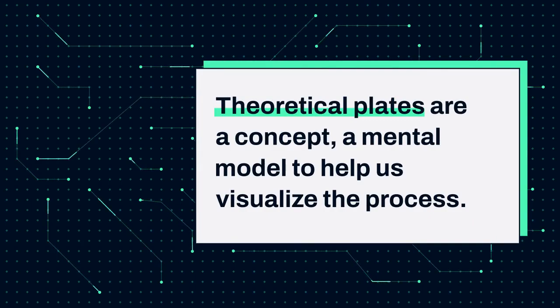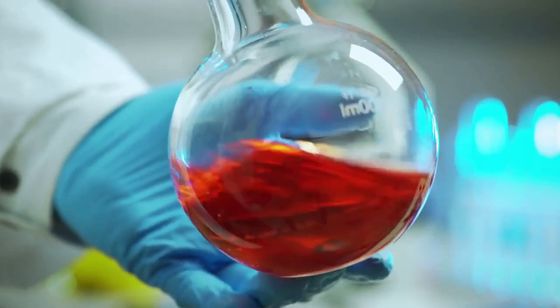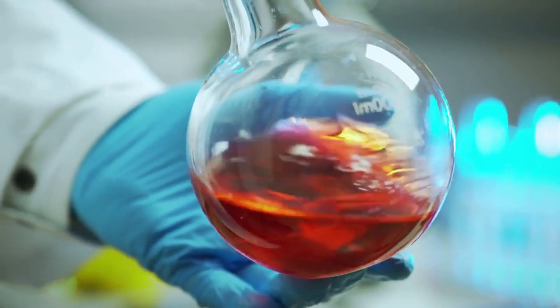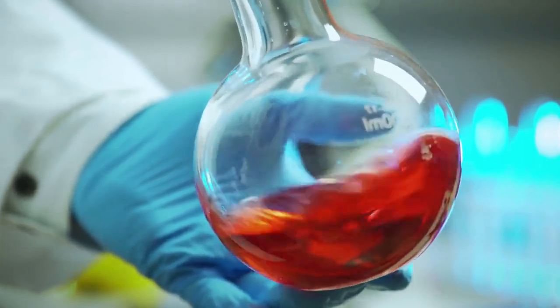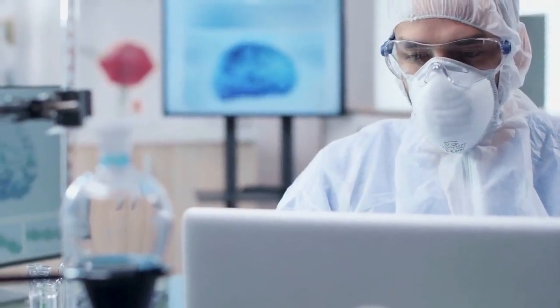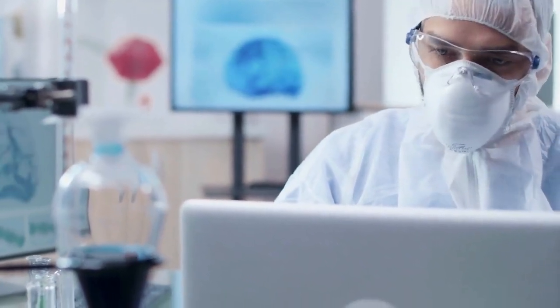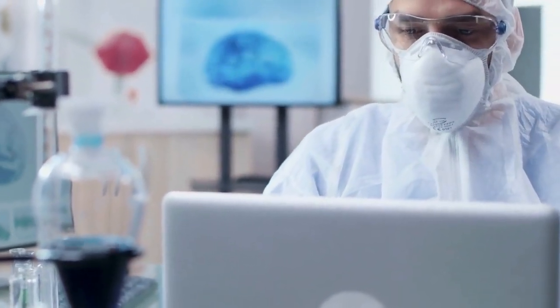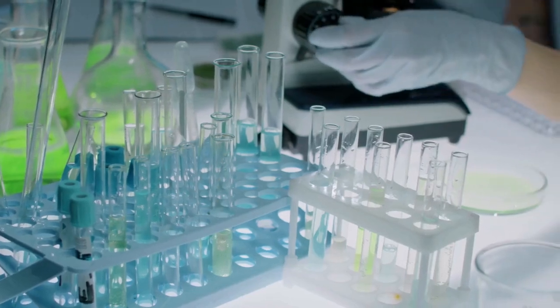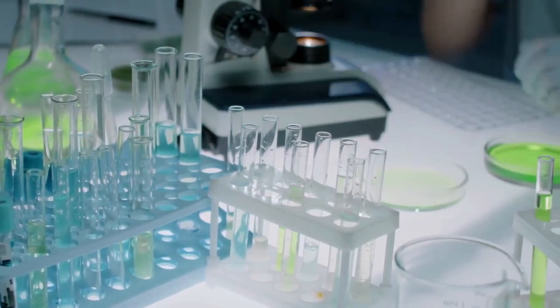visualize the process. As your sample mixture travels down the column, carried by the mobile phase, it goes through a series of these tiny, imaginary equilibration steps. At each plate or step, the components in your mixture have a chance to distribute themselves between the stationary phase, the stuff packed in the column, and the mobile phase, the moving solvent. This process repeats over and over again, at every single theoretical plate, all the way down the column.